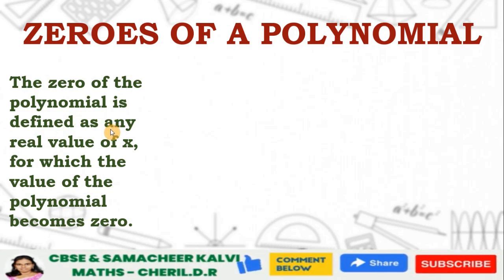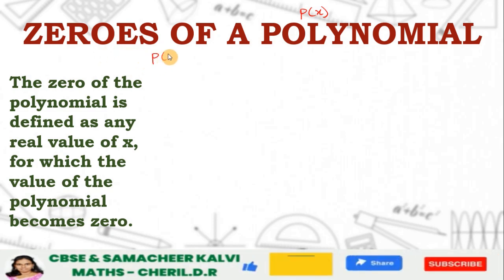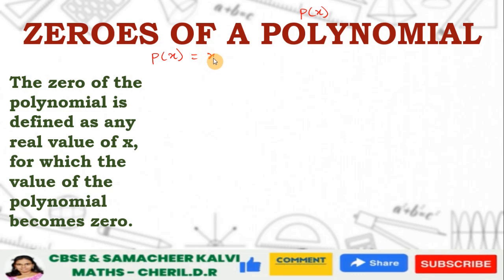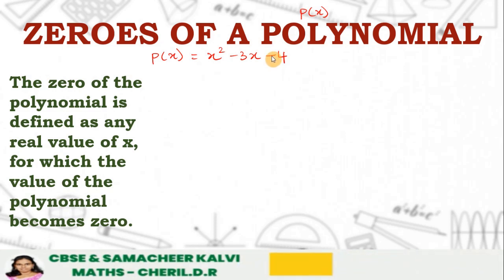The zero of a polynomial is defined as any real value of x for which the value of the polynomial becomes 0. For example, if you have a polynomial, generally we represent it as p(x). Let us consider the polynomial p(x) = x² - 3x - 4. Okay, so this is a polynomial.